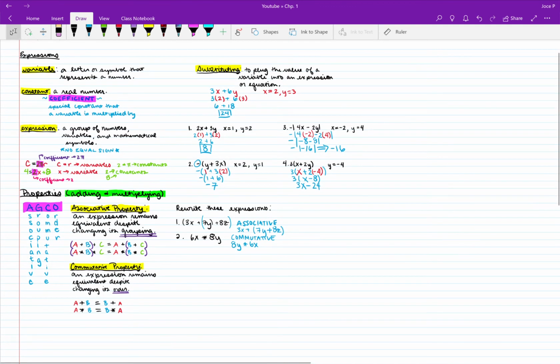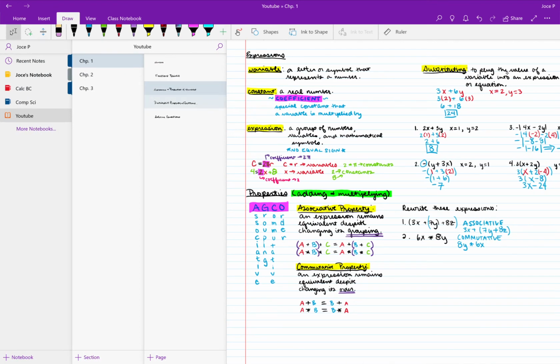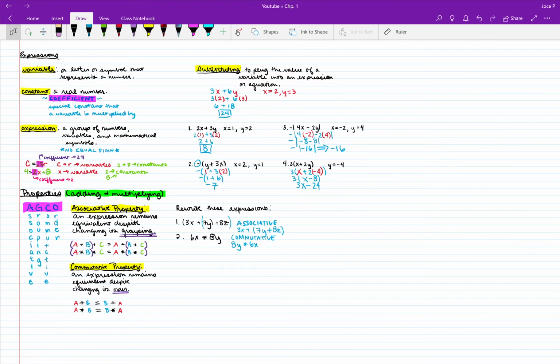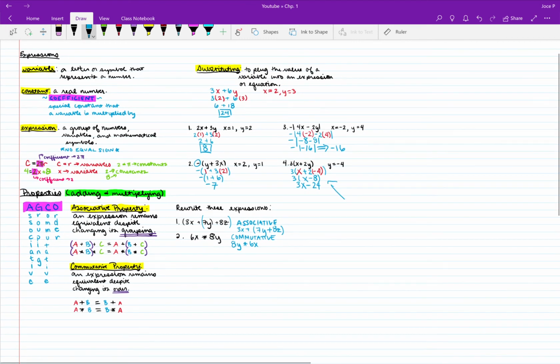Cool. So the next one we're going to be talking about, I think the next lesson, yes, is the distributive property. So yes, distributive property is what we used here.